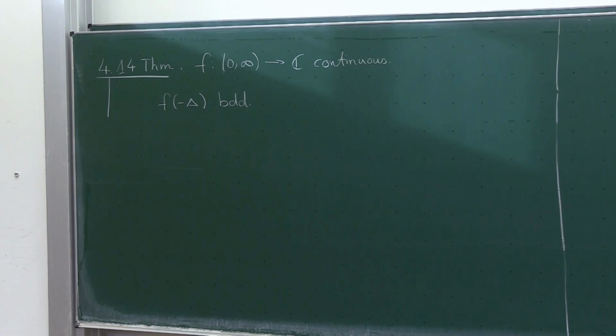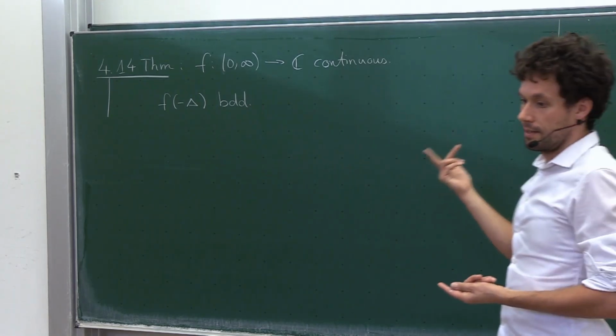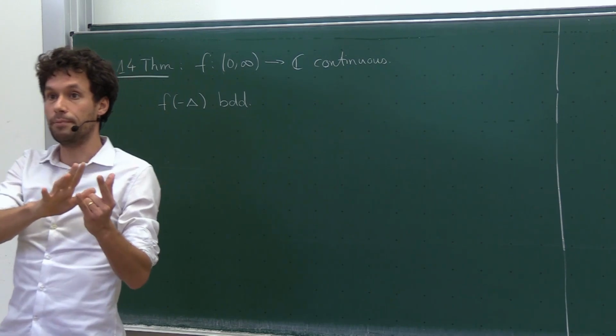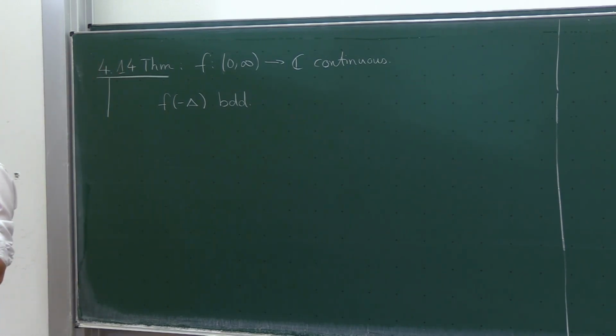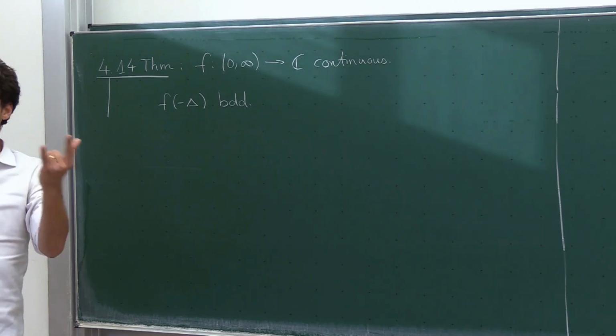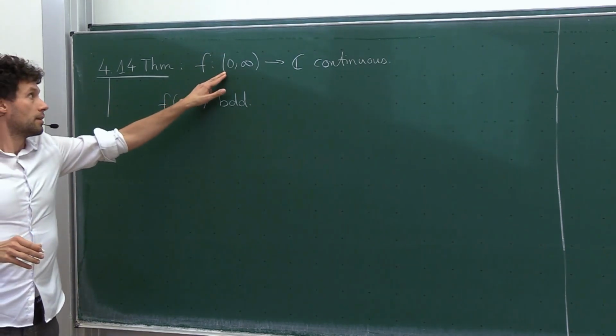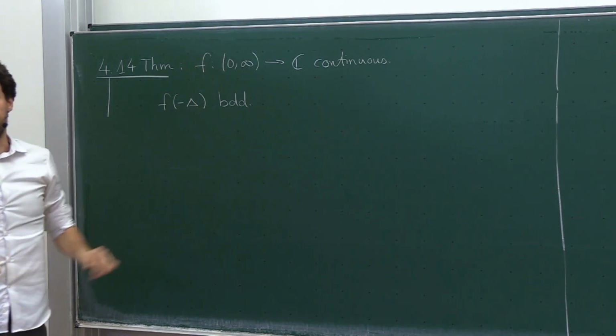And now, if f is continuous, then it's easy to check that f composed with m is a bounded function if and only if f itself is bounded. Just because this m function is surjective from Rn onto Rn without 0, onto this open interval.